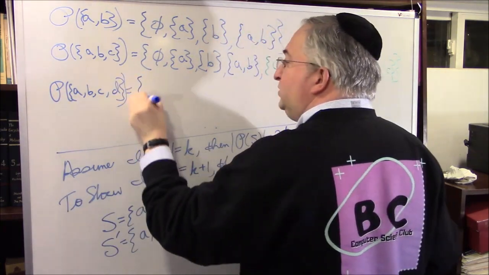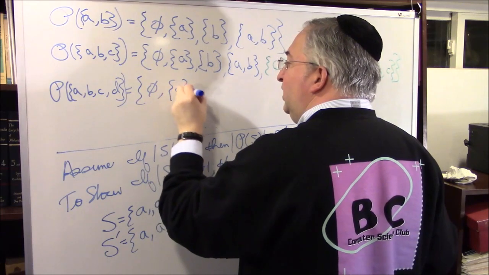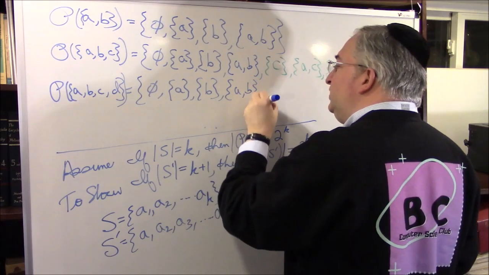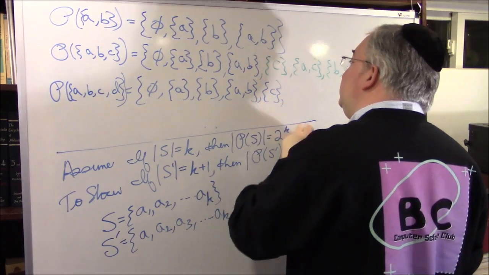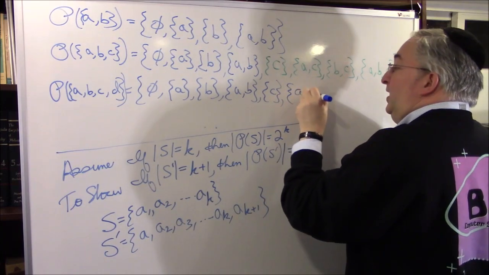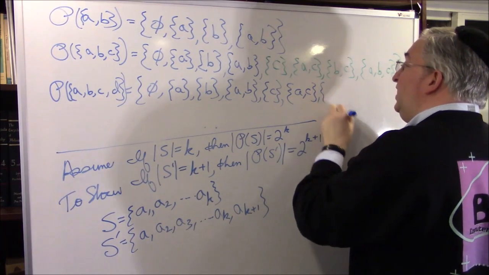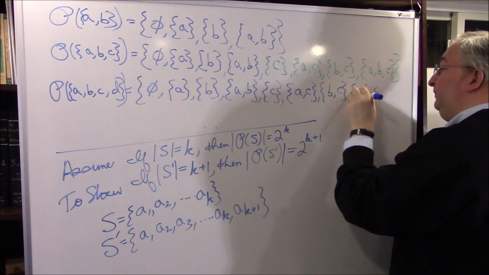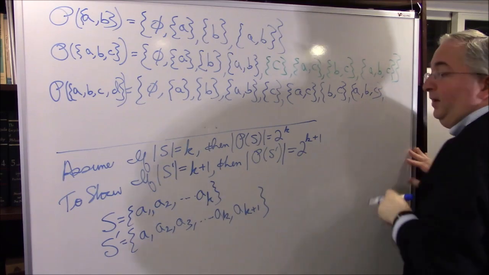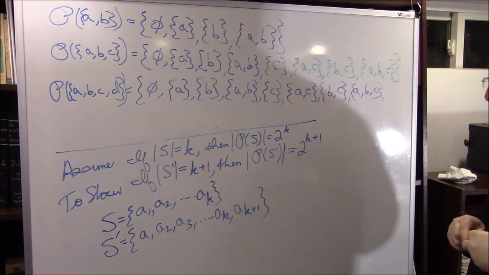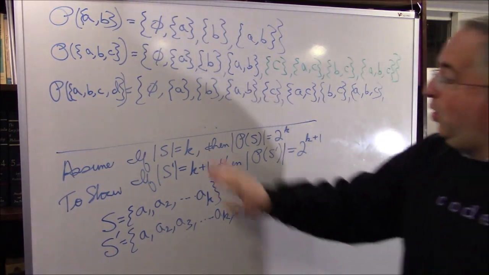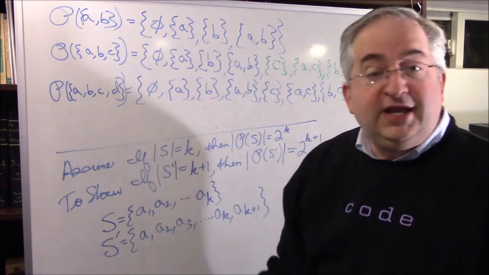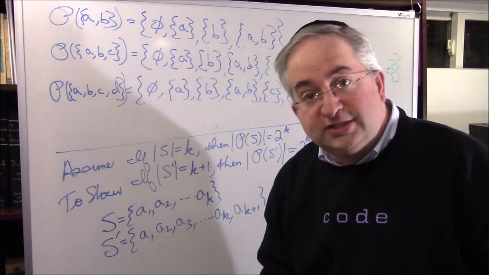Okay, well, guess what? The empty set, the set containing A, the set containing B, the set containing AB, the set containing C, the set containing AC, the set containing BC, the set containing ABC. What else? Well, I just listed off all the subsets that do not contain D. But guess what? There are subsets that do contain D.